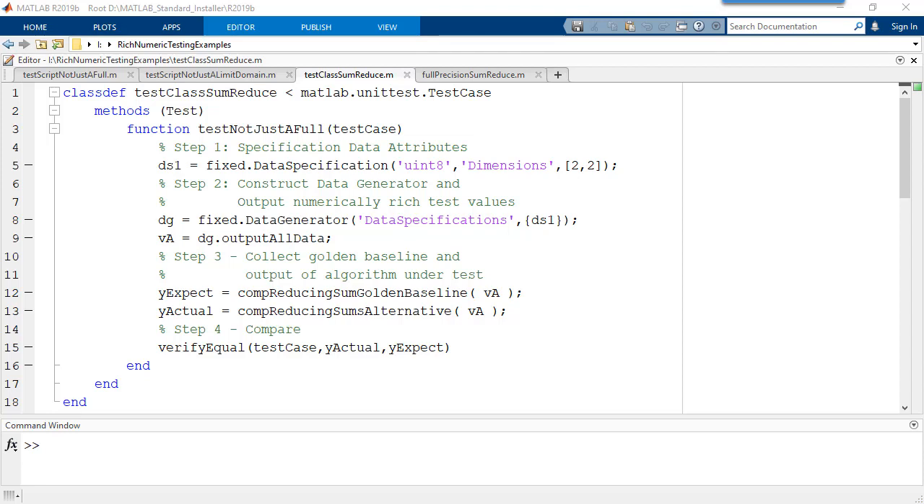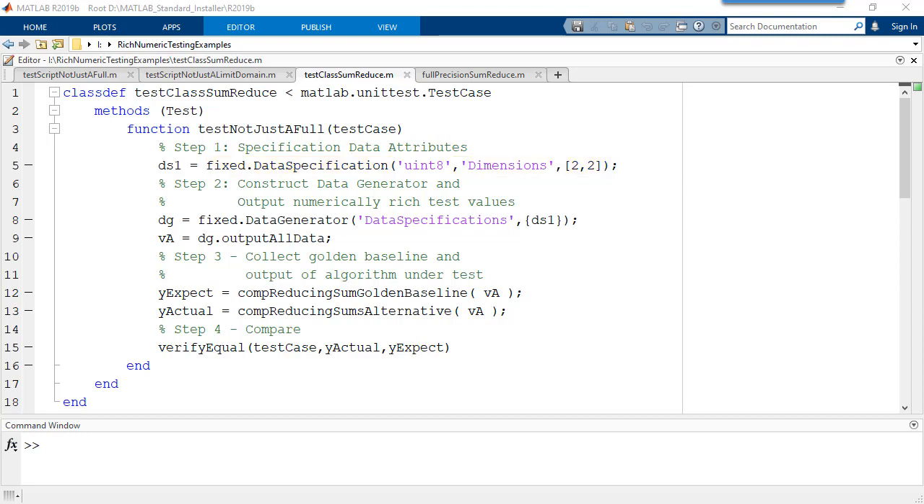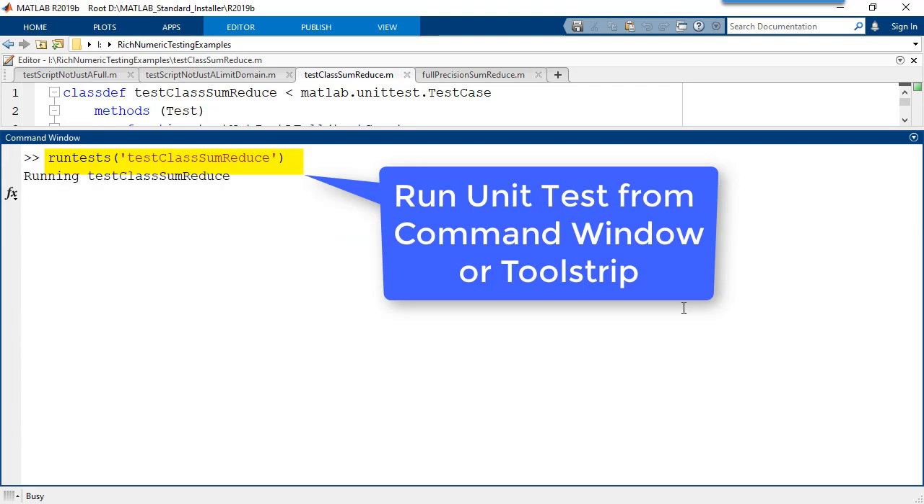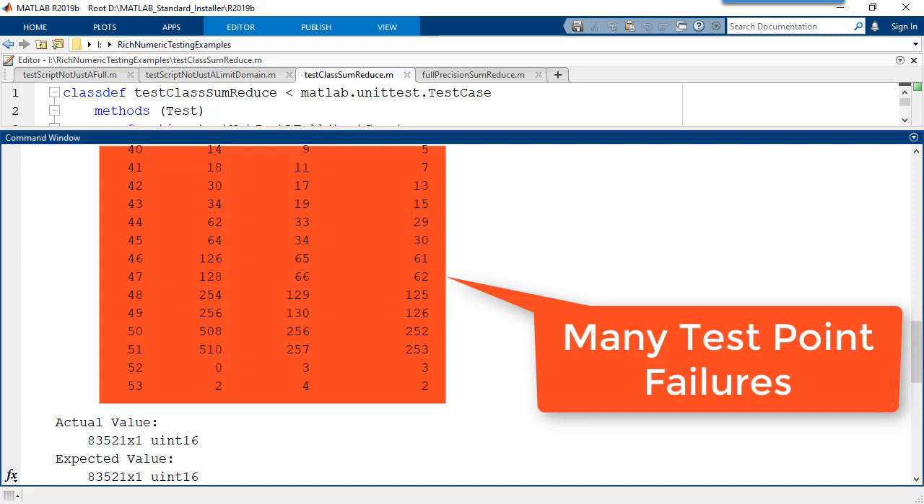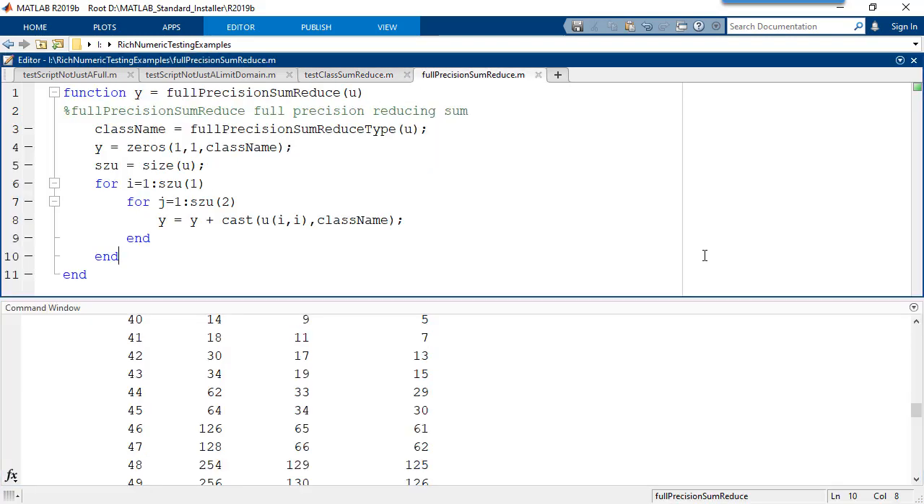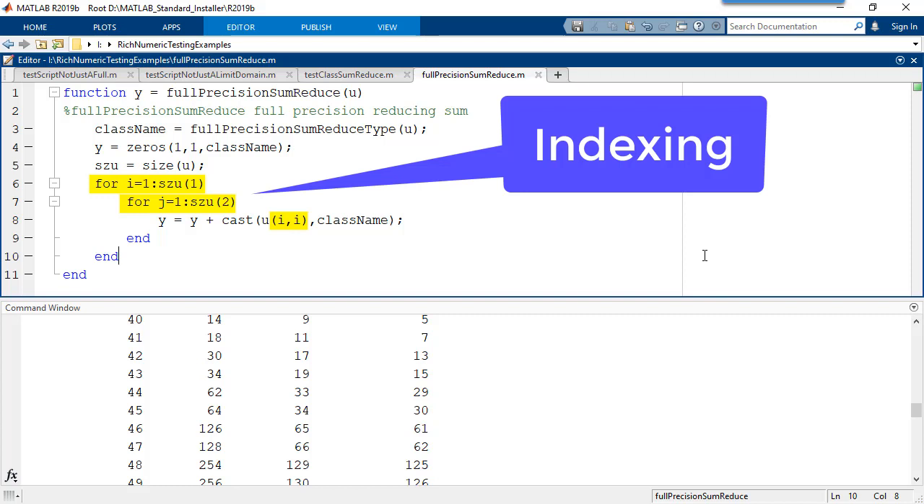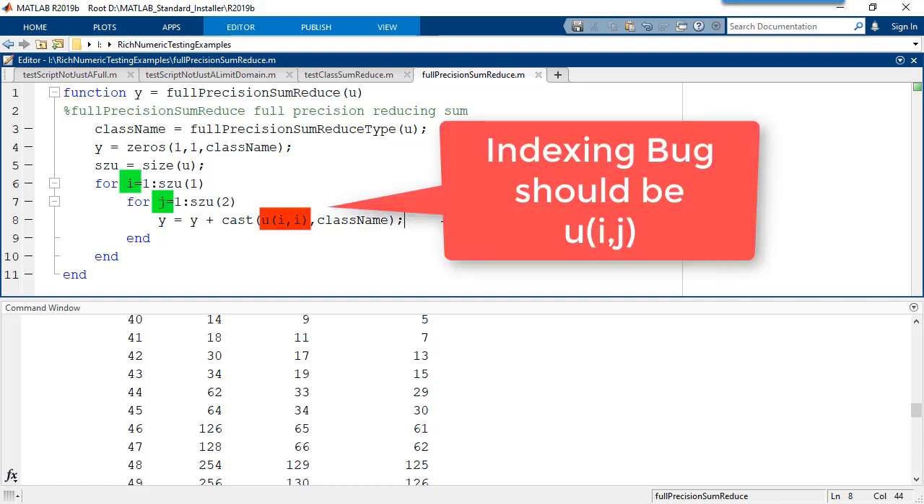To support matrix inputs is a simple matter of providing dimensions information to data specification. Now let's go to the command line and run the unit test. The output shows that the test has failed, and that there are lots of points with numeric flaws. Now let's try to see where the bug is. In the algorithm under test, we see a lot of indexing code, and every developer knows that it's all too easy to mess up indexing. And sure enough, line 8 has an indexing flaw. Let's correct that and rerun.